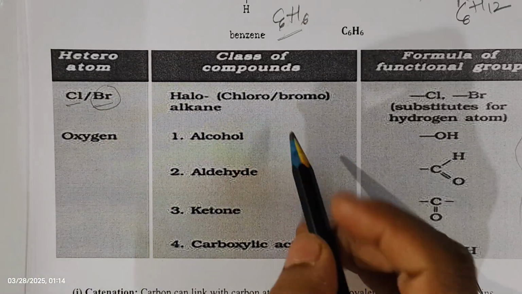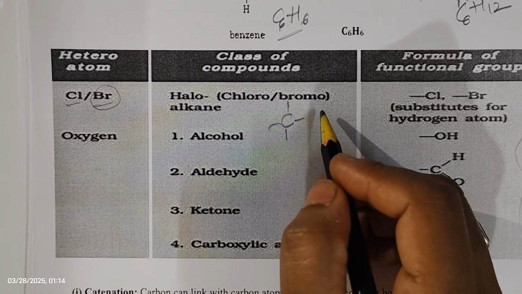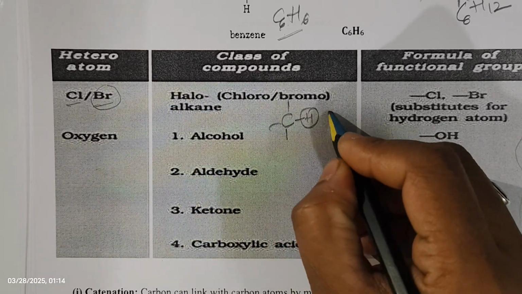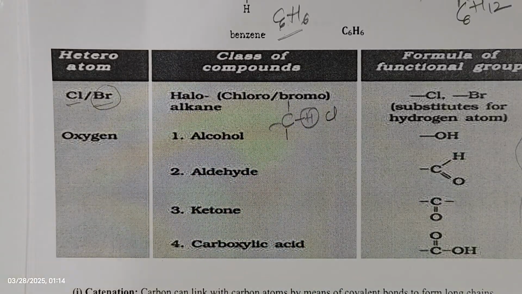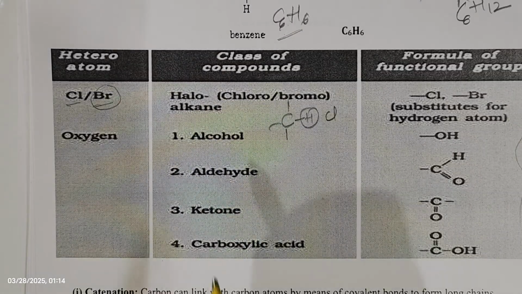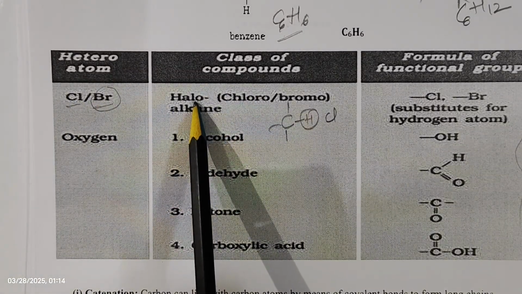For example, CH4, this is methane. Here one H is replaced by Cl. So then it becomes chloromethane, like this. Okay, so it is a functional group. Halogens are functional groups.